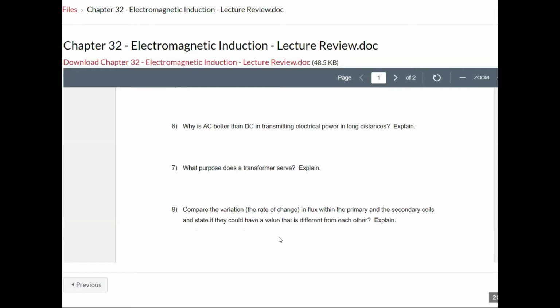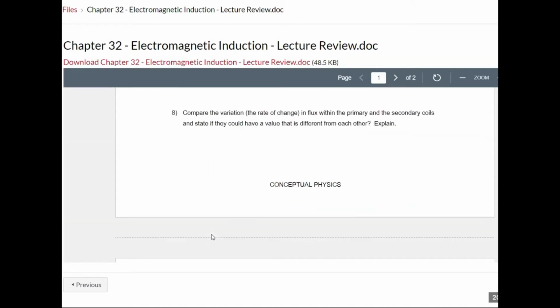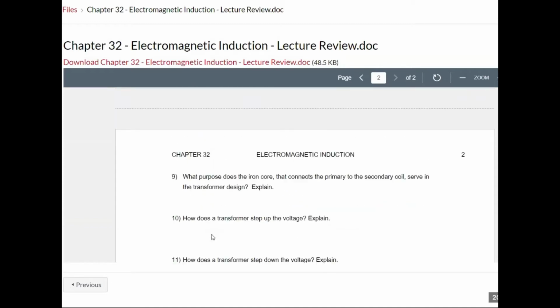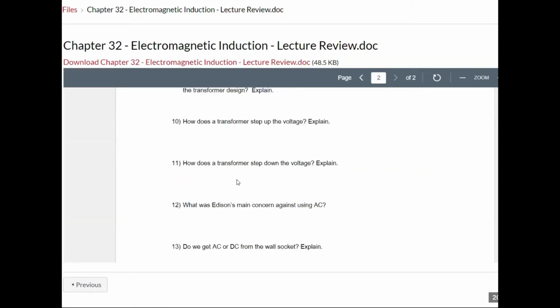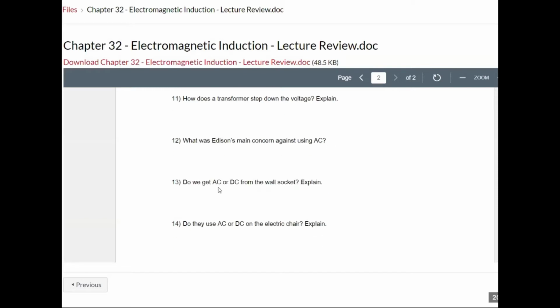All right, so compare the rate of change in flux within the primary versus the secondary coils. State if they could have the same value or if they have different values, and explain why. What purpose does the iron core serve in connecting the primary and the secondary coils to each other in the transformer design? How does one step up the voltage? How does one step down the voltage?